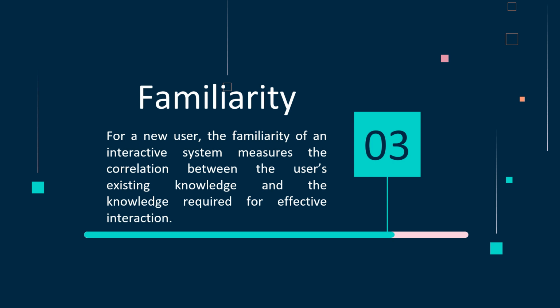Familiarity. For a new user, the familiarity of an interactive system measures the correlation between the user's existing knowledge and the knowledge required for effective interaction. The familiarity principle is concerned with the ability of an interactive system to allow a user to map prior experiences, either real-world or gained from interaction with other systems, onto the future of a new system.